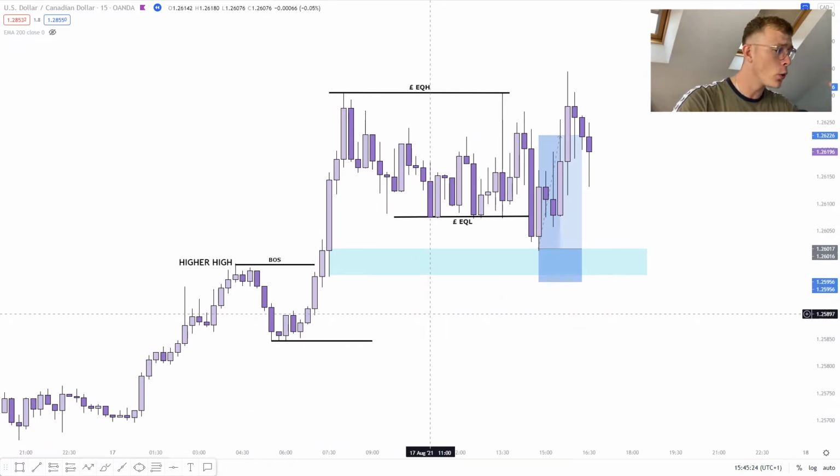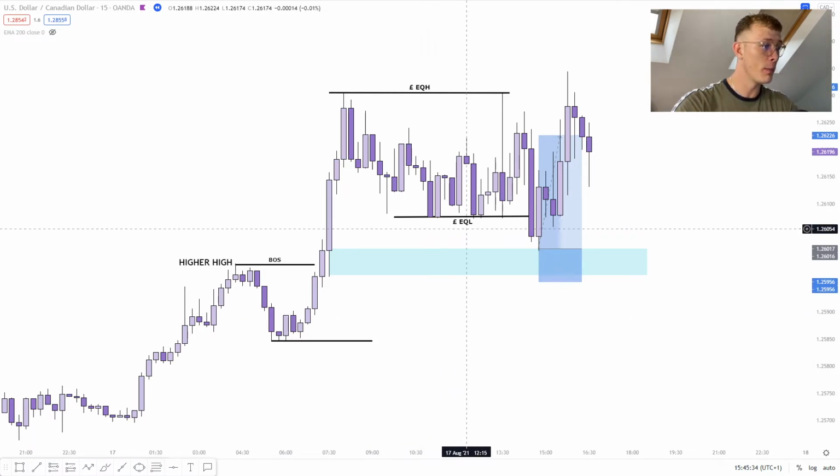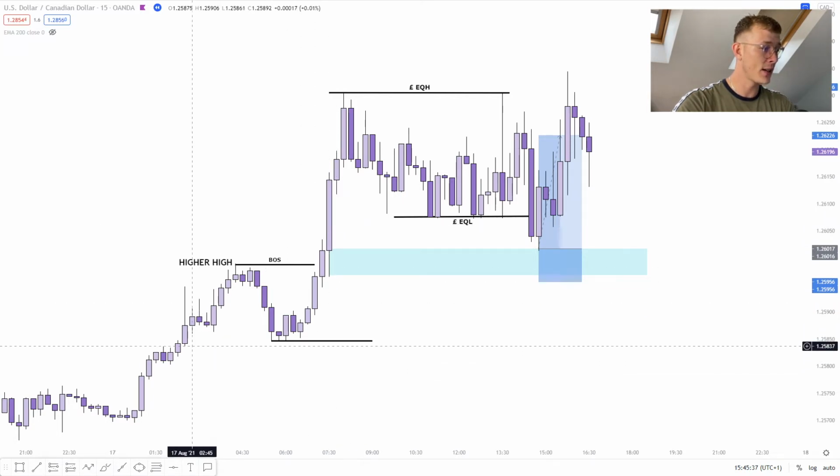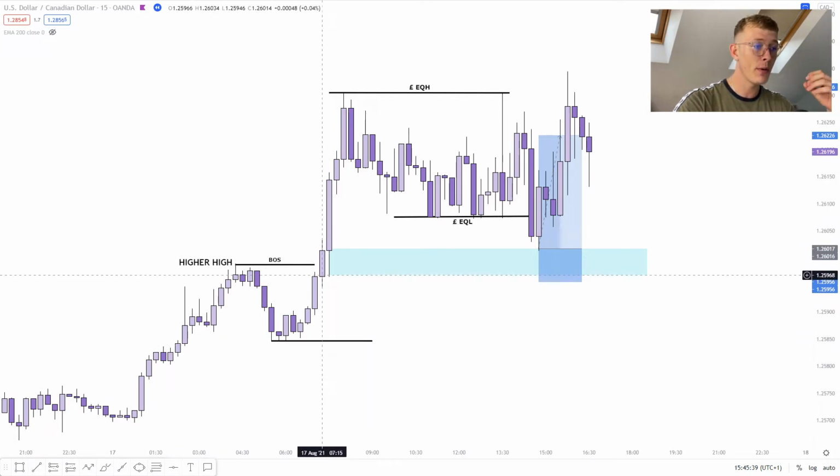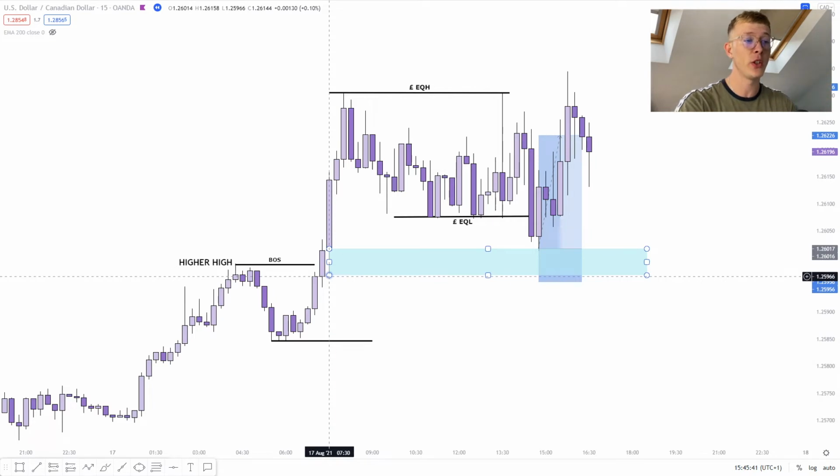But what we saw was a strong push to the upside. So when identifying order blocks or any areas where smart money is, as they like to call it, you're going to see strong impulsive moves, okay? You're going to see candles with a lot of volume. Compare these candles to these candles here. They're small, okay? Here we've got a spike of volume.